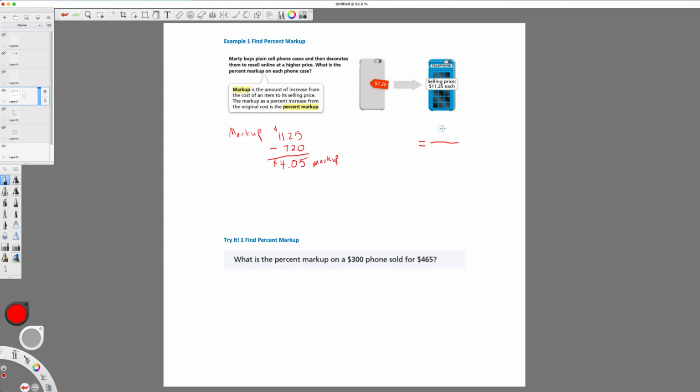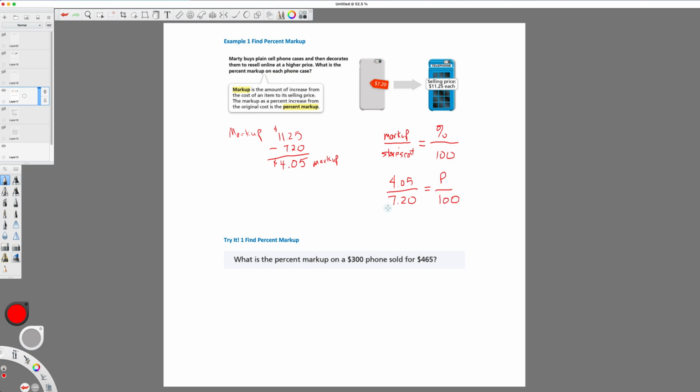So I'm going to put percent over 100, and then it's markup over the store's cost. And Marty is the store here. So the markup, we just calculated it. That's $4.05. His cost was $7.20. We don't know the percent markup. That's in fact the question. So I'm going to put a P for that and then put it over 100.